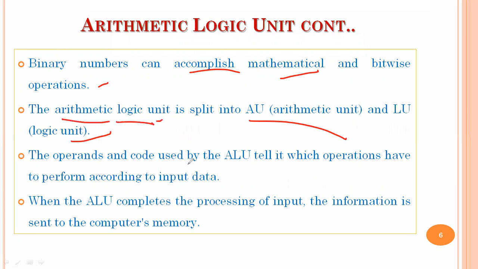The operand and code used by the ALU tell it which operation to perform according to the input data. After getting the input, the output of the ALU will be sent to the computer's memory once the ALU completes the processing of the input.